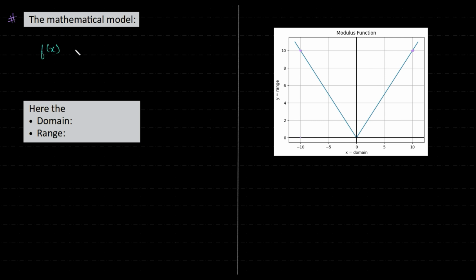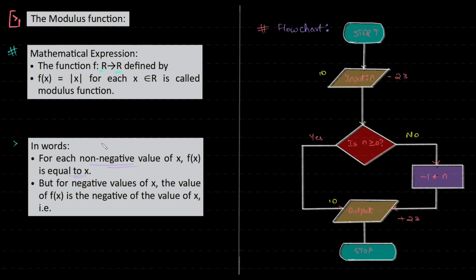Now, mathematically, how will you represent it? f of x is equal to x if x is greater than or equal to 0, minus 1 into x for x less than 0. Right? So here the domain and the range would be something like this. Domain is all the real numbers. While the range is what? Yes, all the positive real numbers along with 0. Okay, so you guys need to know exclusively the domain and the range.